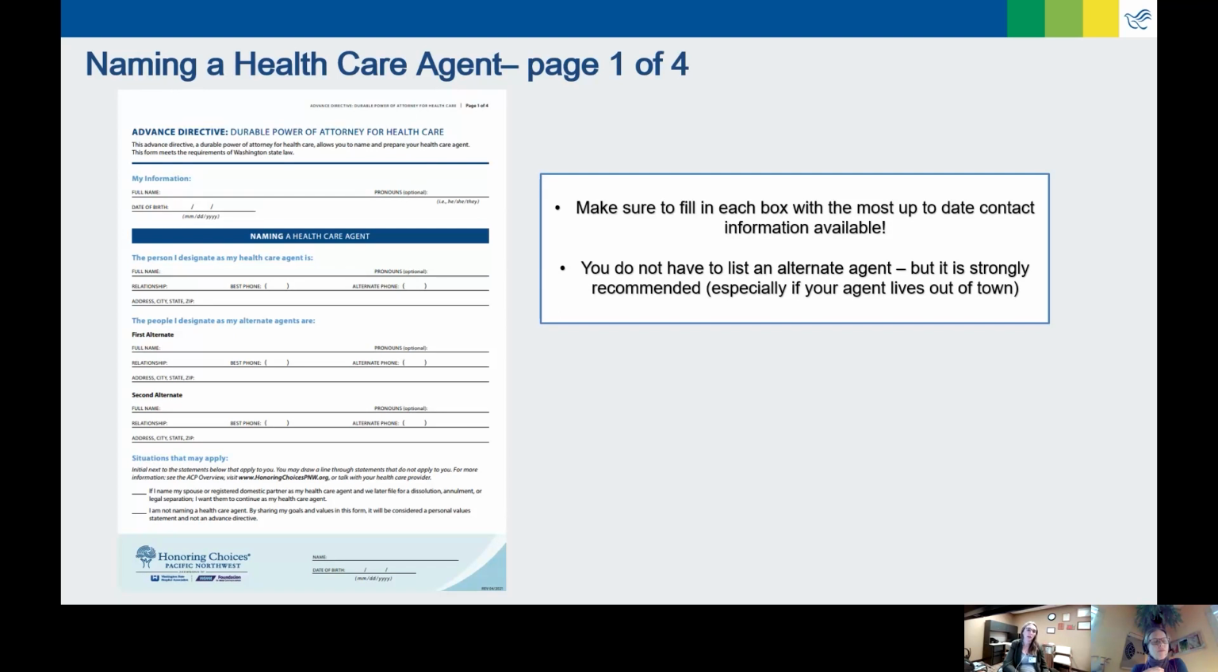So that alternate agent can just be a nice safety net, but you'll want to make sure that you have just as complete of a conversation with your alternates as you do with your primary named healthcare agent.